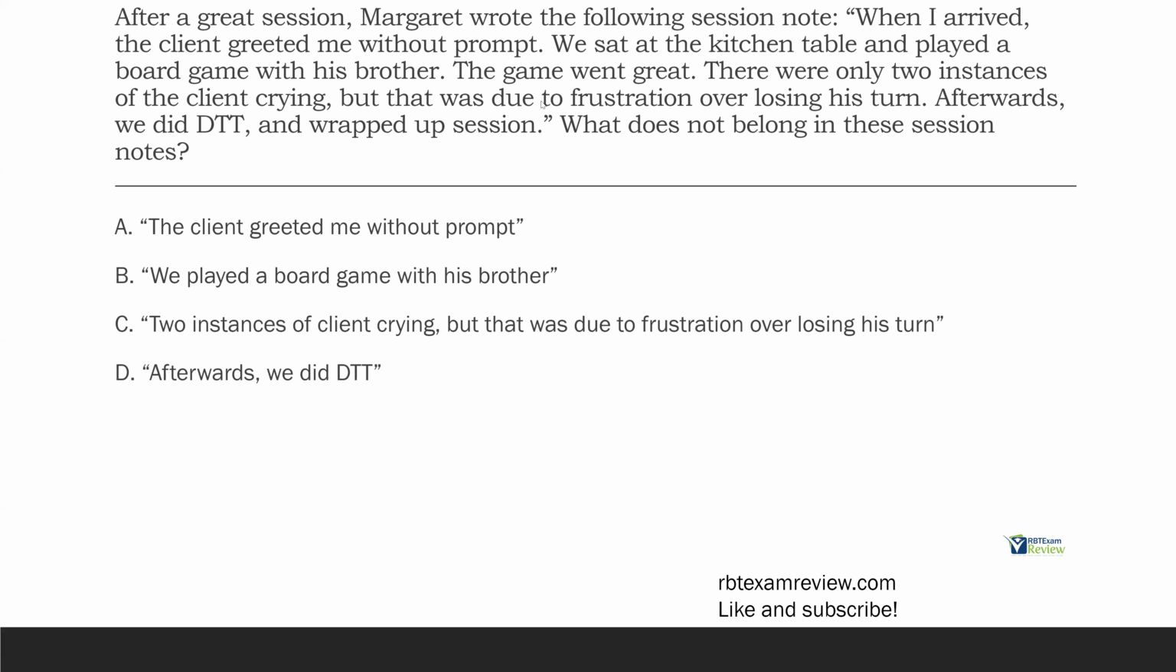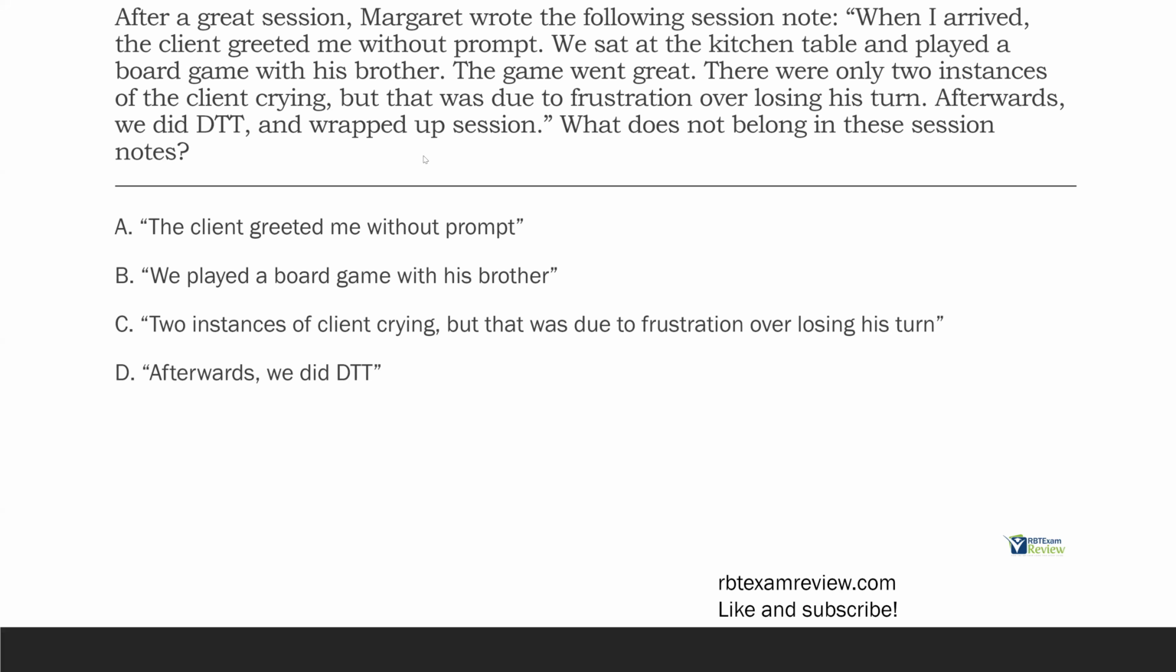The game went great. Okay. Now that's adding an opinion, right? The game went great. Maybe for you it went great, but what about other people? How did it go, right? So that might set off an alarm bell. We're going to keep that in mind. There were only 2 instances of the client crying, but that was due to frustration over losing his turn. Okay, the first part's fine. 2 instances of a client crying, but due to frustration. Are we going to blame the crying on the frustration? No, because frustration is not observable. It's not measurable. So far, what are we keeping an eye on? We're keeping an eye on the game went great and this frustration word.